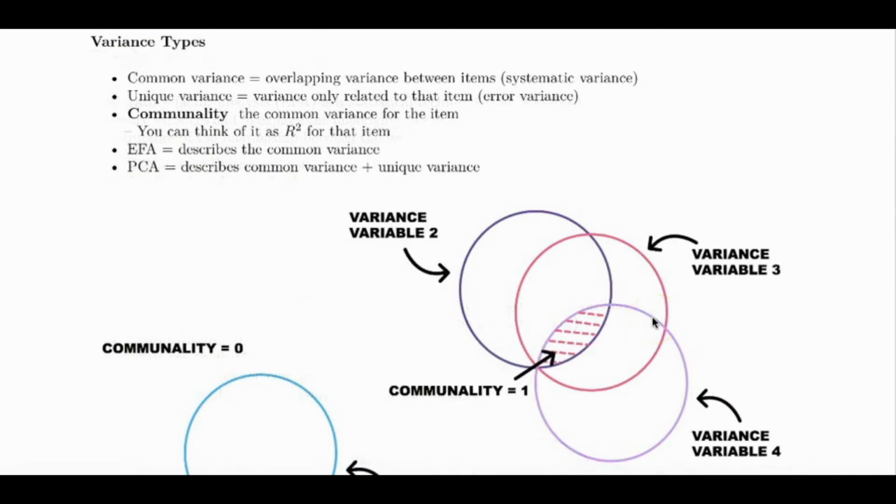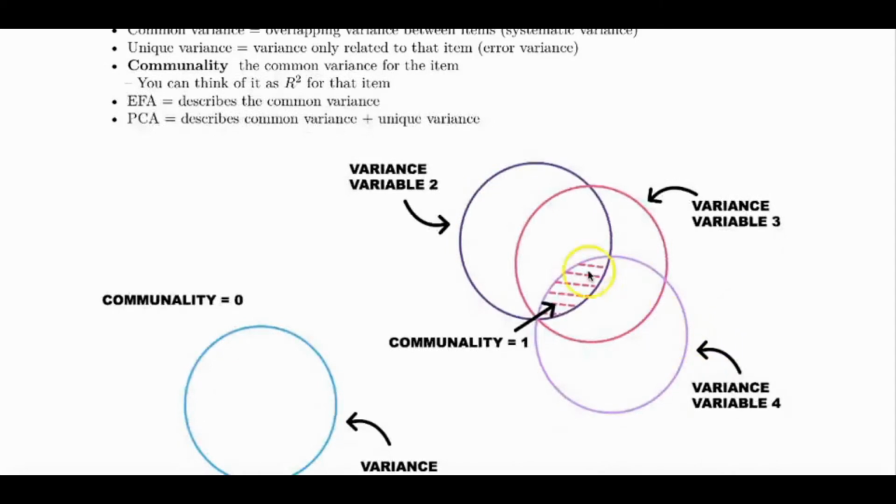So let's talk about the types of variance that we're going to have when we do a factor analysis. We can have the common variance, which is the overlapping variance between the items. I have the unique variance, which is just what that single item explains, and we also call it error variance. And the commonality is just the common variance for that one item, and you can think about it as an R-square for that item. When you're doing EFA, it describes the common variance. When you're doing PCA, it describes both the common variance and the unique variance.